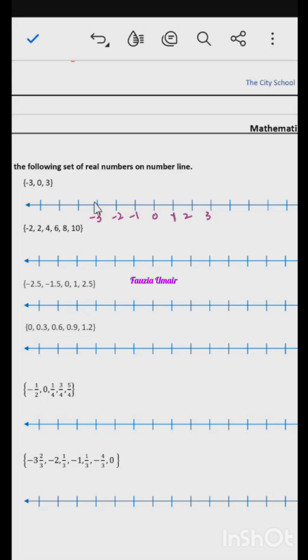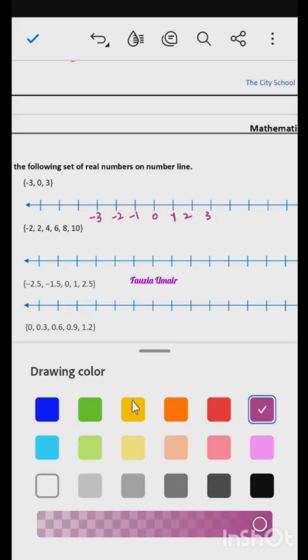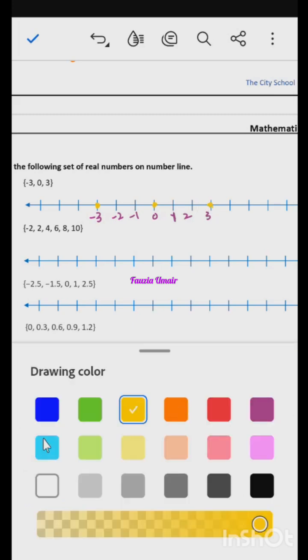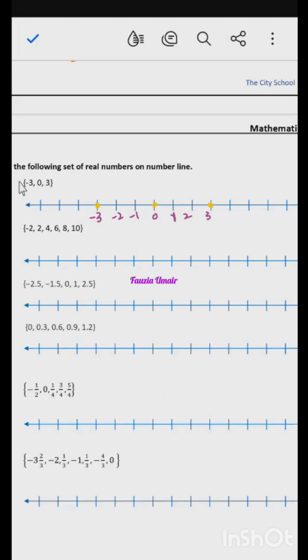Do not label all of them, just label the ones you need. Now I can point out the points I'm looking for. One is this 0, you can highlight it. One is this -3, and one is this 3. These are the 3 points you are looking for. Now for the second part, -2 is the smallest number you need to plot, and 10 is the biggest number. So I will start from the leftmost marking: -2, then -1, 0, 1, 2, 3, 4, 5, 6, 7, 8, 9, 10.